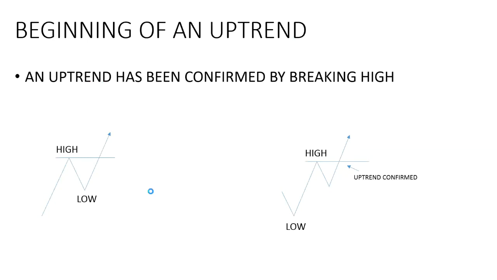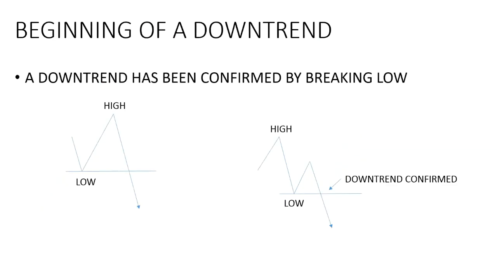Let's look at the downtrend. A downtrend has been confirmed by breaking the low. You can see the price came here, it moved down on the support channel, came back up, created a high, came down, but then what did it break? The high or the low? It broke the low, meaning that it went and created a lower low, lower low.